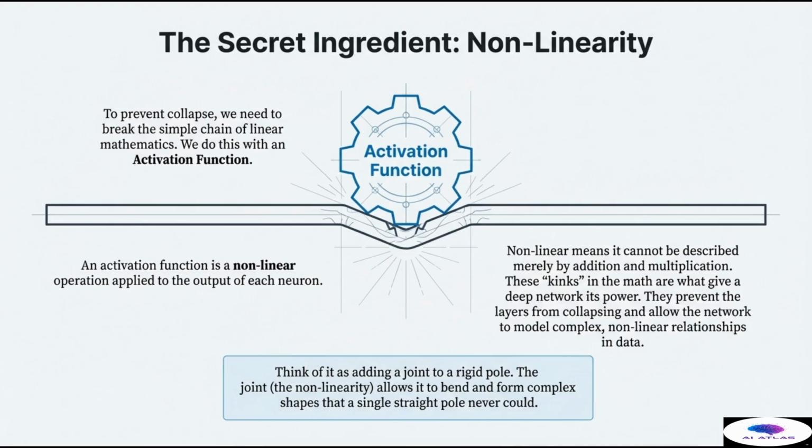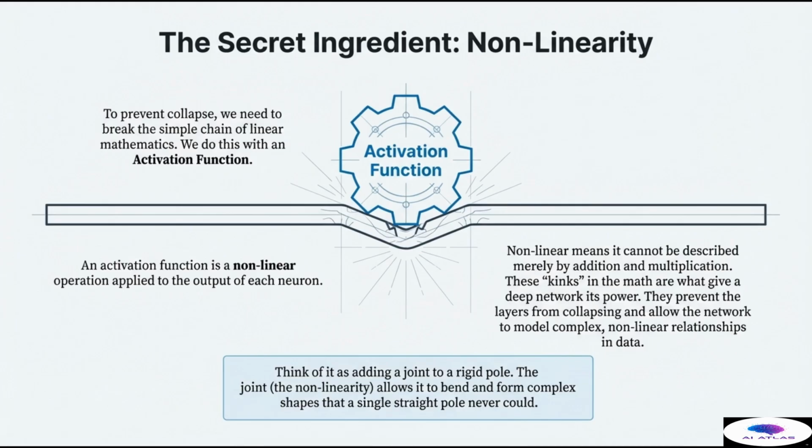Why are these kinks so crucial? They are what endow a deep network with its immense power. They prevent the layers from collapsing into that single, equivalent linear model we just observed. By applying a nonlinear function at every step, the output of layer 1 cannot be simply combined with the output of layer 2 to form a single, shallow function. This allows the network to successfully model complex, nonlinear relationships and high-dimensional curves found in real-world data.